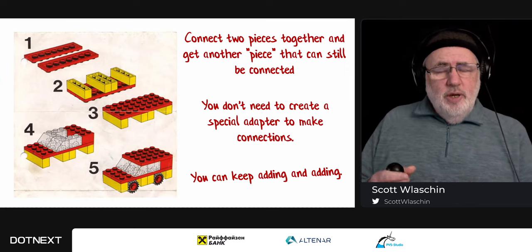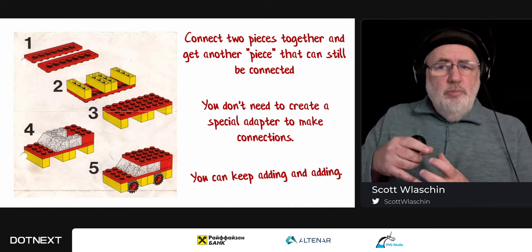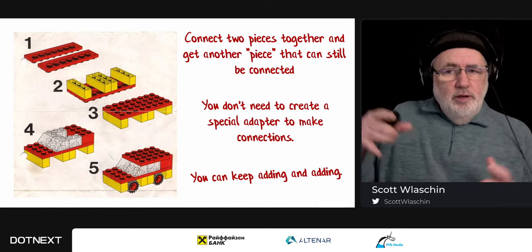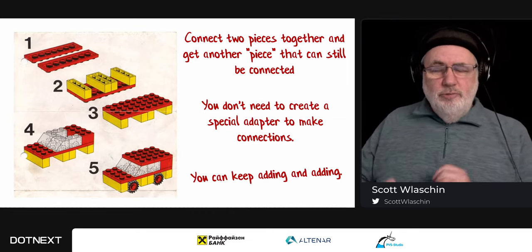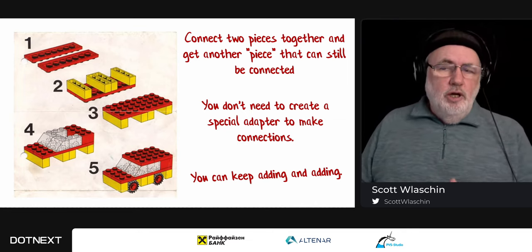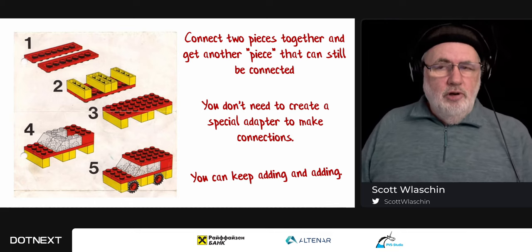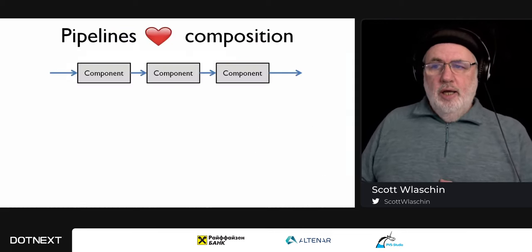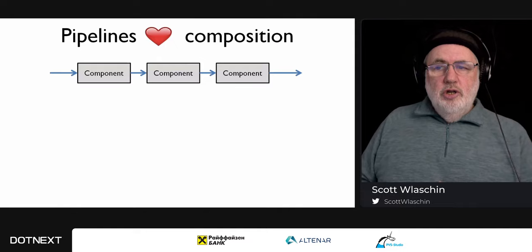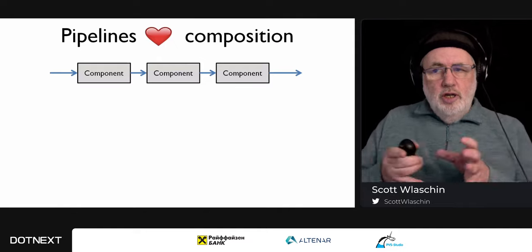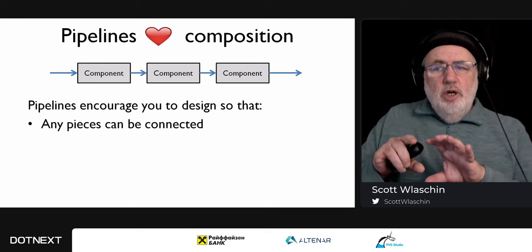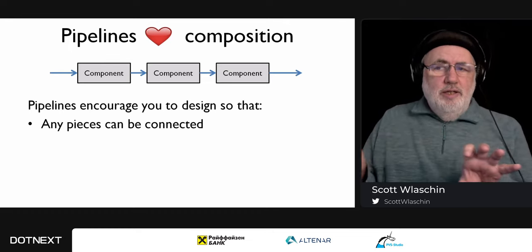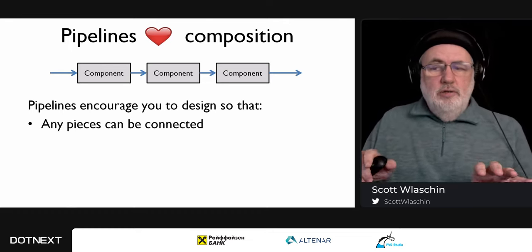And if you design things this way, you can make bigger and bigger things from these basic small things. So you can make really big Lego models from these small pieces. So that's what we want to do in our code. We want to bring that style of programming into our code as well. And so the pipeline approach really helps you think about that as well. If you think about pipelines, they really encourage you to design small pieces that can be connected in lots of different ways.